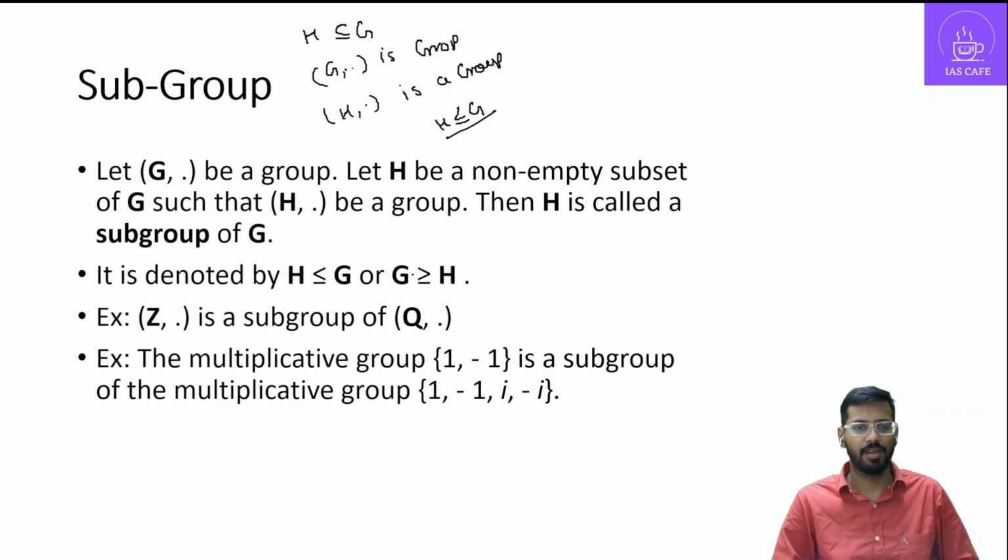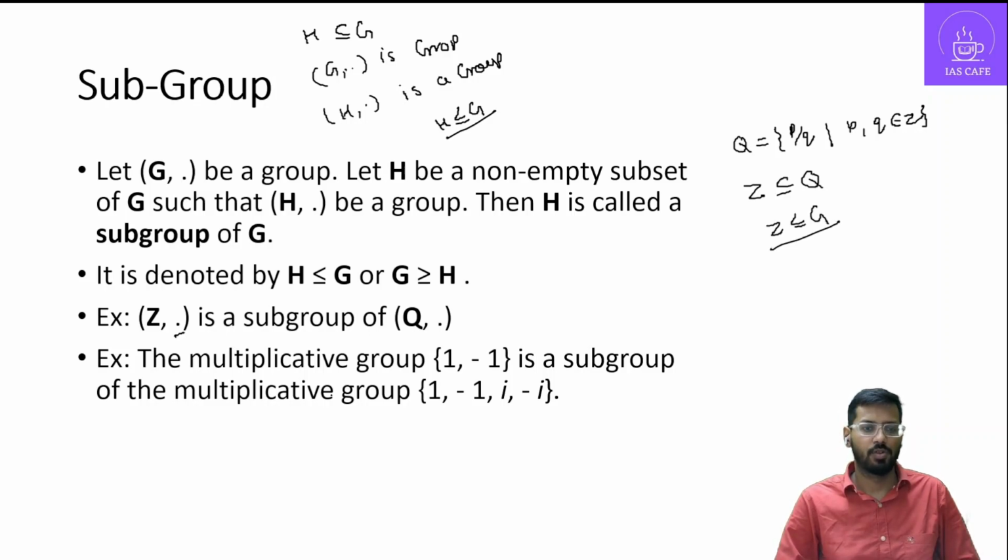For example, if you take the set Q equal to p by q, such that p and q belong to integers, then Z, the set of integers, is a subset of this Q with the binary operation multiplication. This is a subgroup.